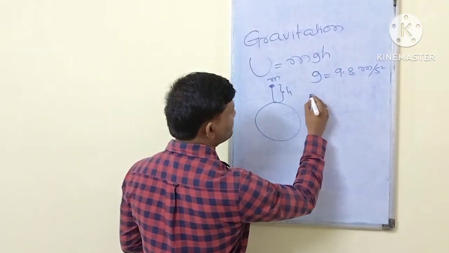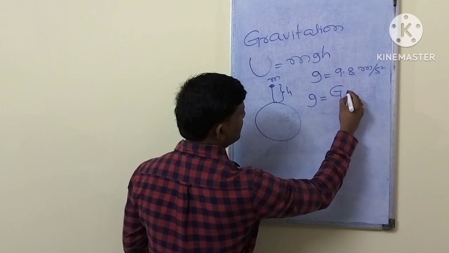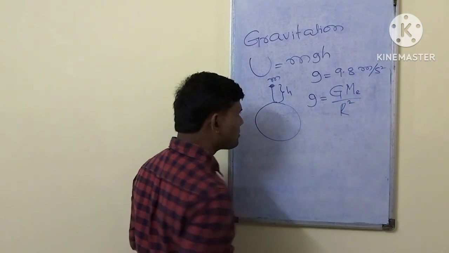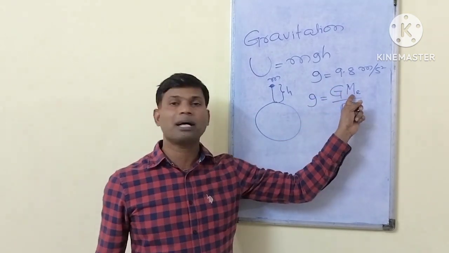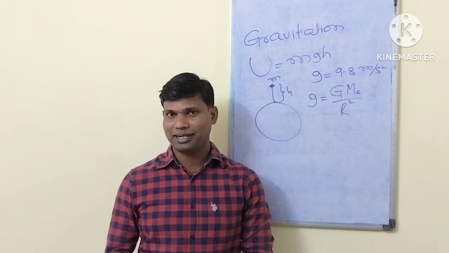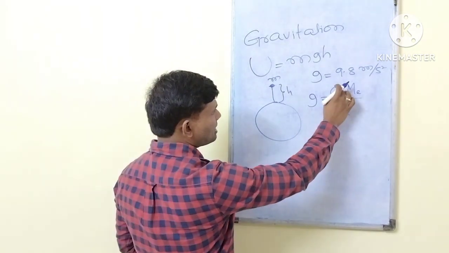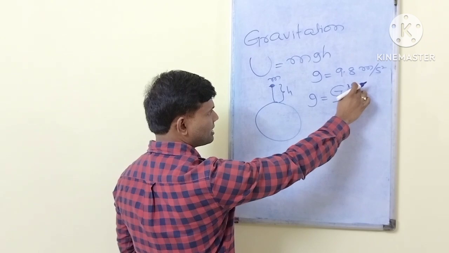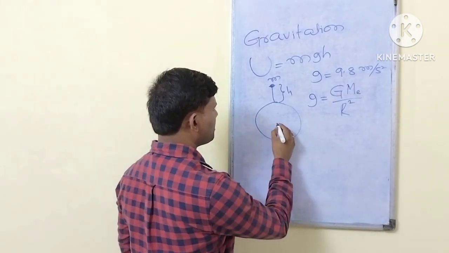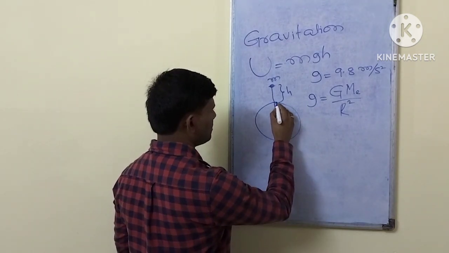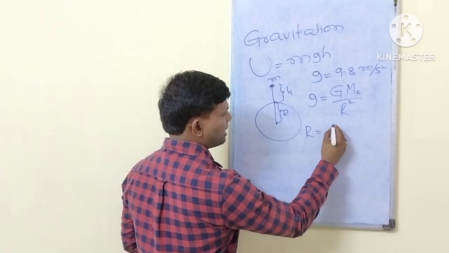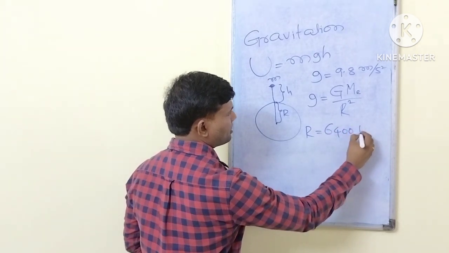You know the formula, g is equal to G M_E by r square. Here M_E is the mass of the earth. This is acceleration due to gravity for our earth, for our planet. So you know this capital G is constant, mass of the earth is constant. Here r is the radius of the earth, from here to here. Radius of the earth is around 6,400 kilometer.